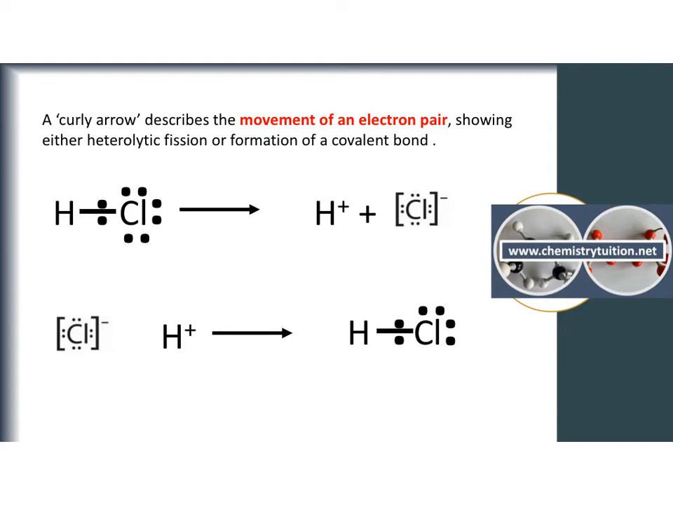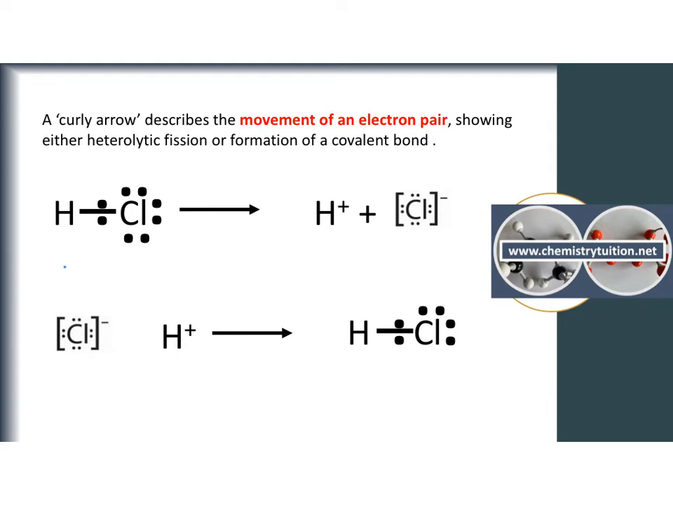Some reactions do involve the movement of just one electron. For example, homolytic fission will. We don't need to describe that now, but in a minute I will explain how we do that. So let's have a look at what that would mean.